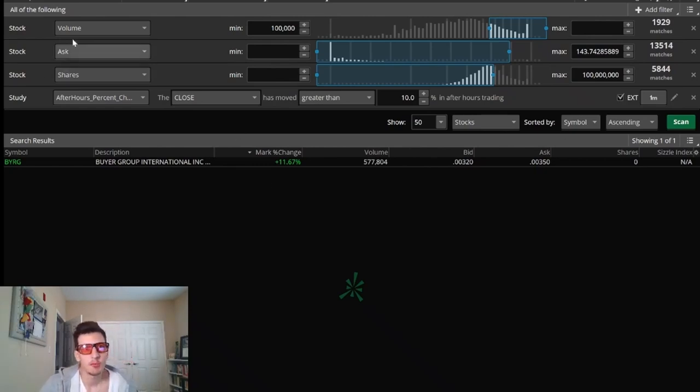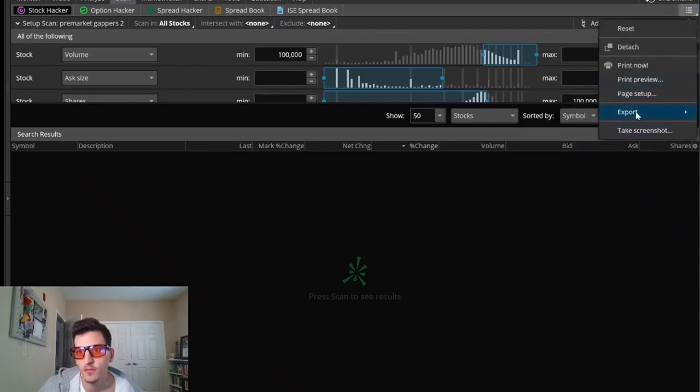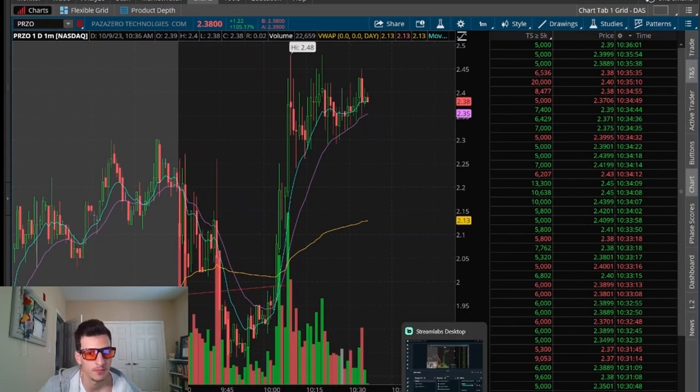So here is my pre-market scanner. And to set up a pre-market scanner, the first thing we need to do is set up our regular parameters for stocks. So we want to scan in all stocks. And well, first, let's show you how to get to the scanner. So you just hit scan, it brings up this, and to detach it, what I like to do is just hit detach here, and it'll detach into a new window, and then you can put that on a second monitor.